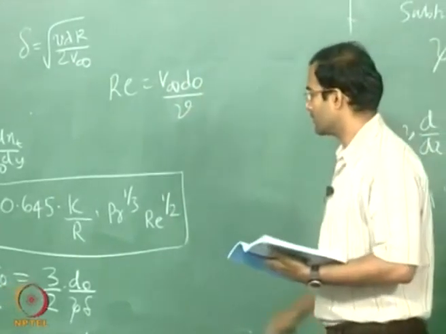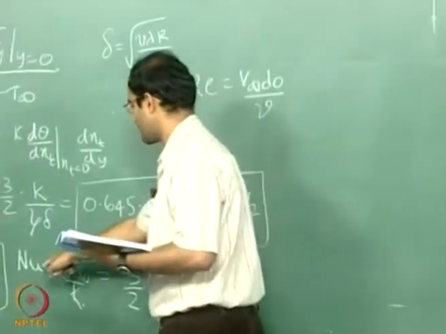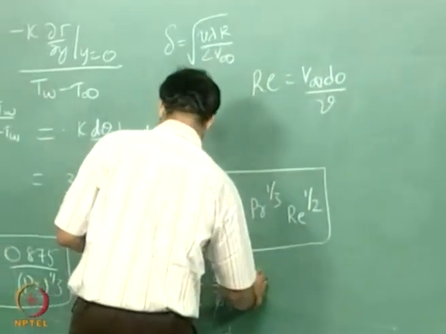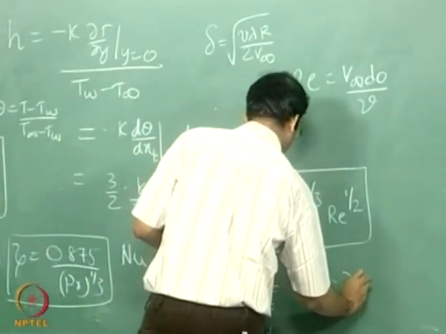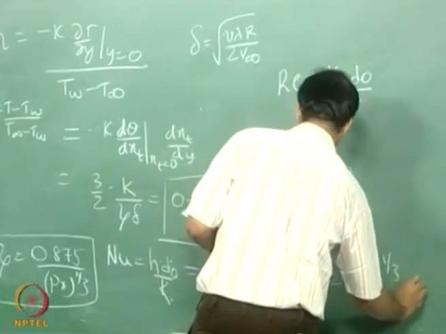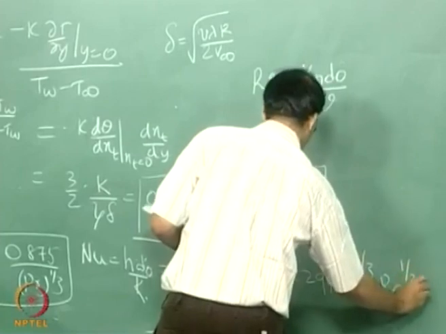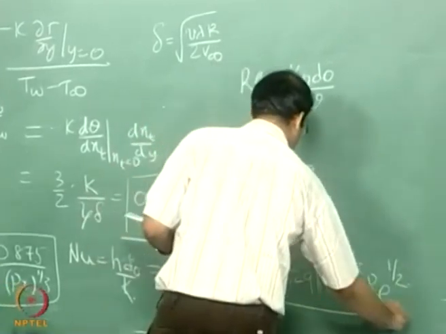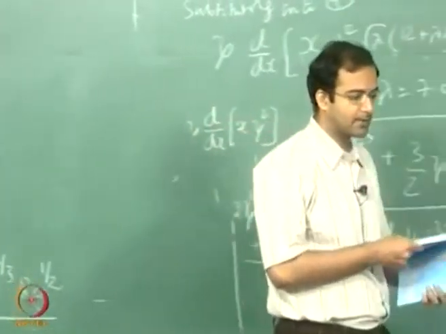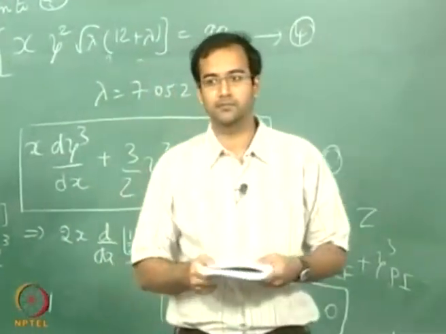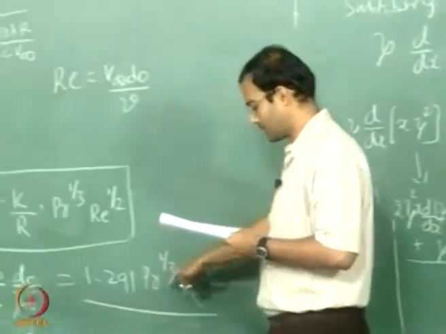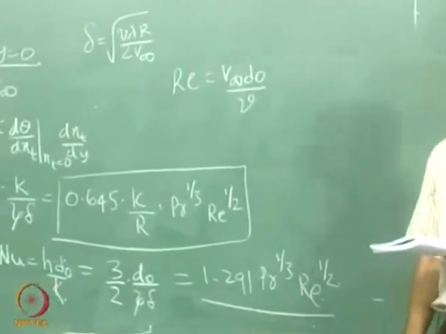Then you can finally get the expression for Nusselt number, which is h d naught by k, which comes out to be 1.291 into Prandtl number power 1/3, Re power half. So this is my expression for Nusselt number in the stagnation region, in terms of Reynolds number, which is defined this way, and the Prandtl number. Now compare this with the similarity solution.